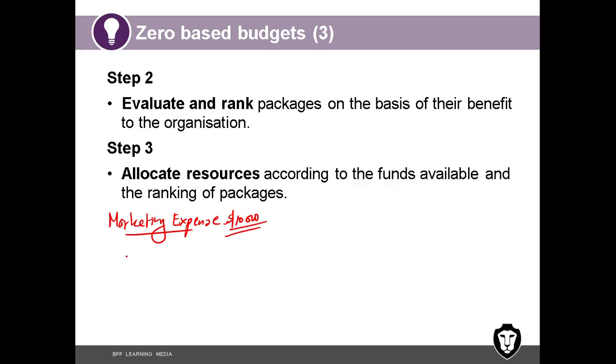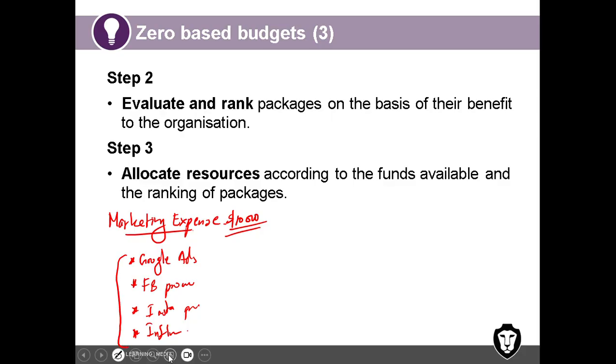So first, what I will do is identify the decision packages. Decision packages are the different options I have for marketing, what activities I can do. Let's say, 1, some Google ads. 2, some Facebook ads, Facebook promo. 3, Insta promo. 4, paying some influencers and promoting. Likewise, I consider different options, right? These are known as decision packages. Each is a package.